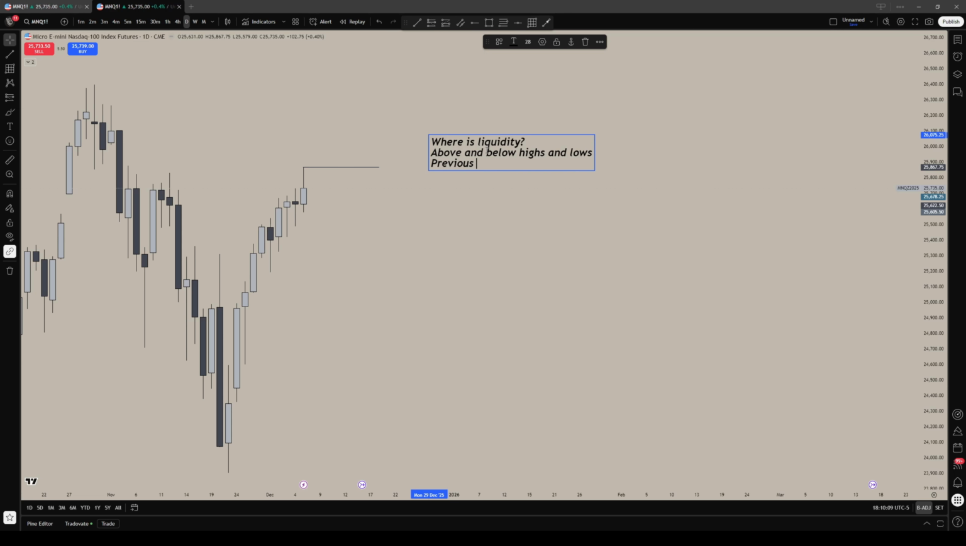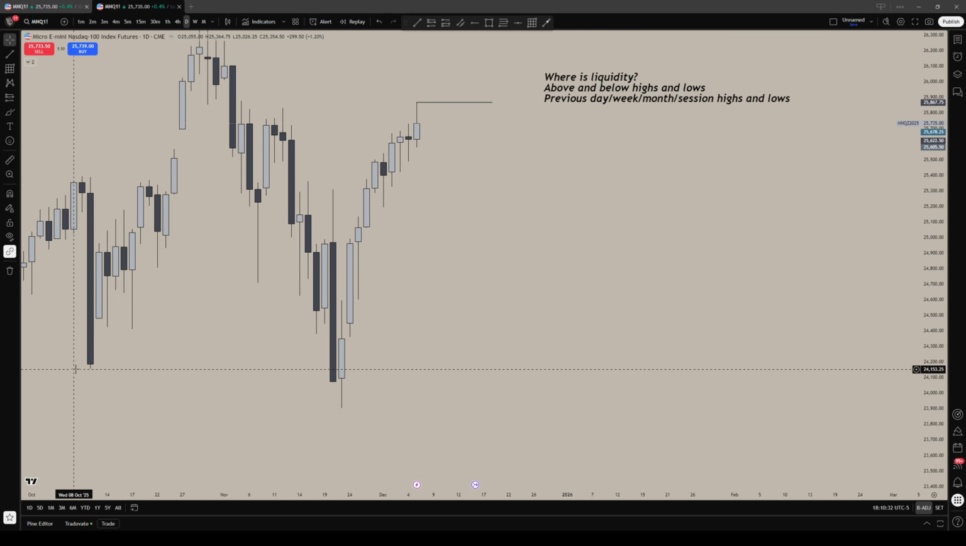Previous day, week, month, session highs and lows. This is specific, like the previous day has the whole previous day of buying activity, of orders waiting. Same goes for session, week, month. These points have an enormous amount of limit orders waiting, and that's why price targets them on the larger time frame, such as this daily low.